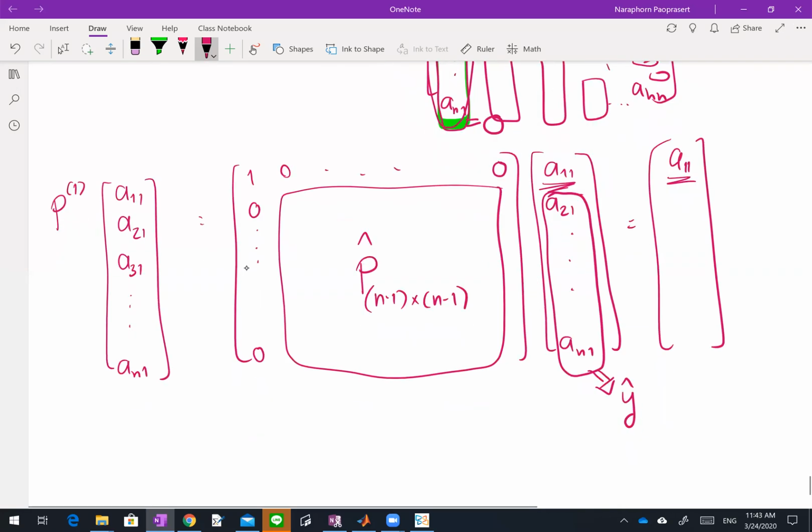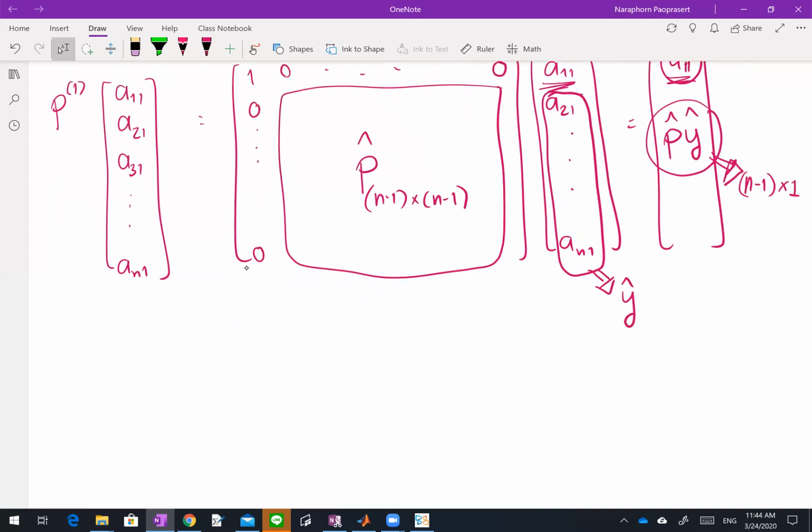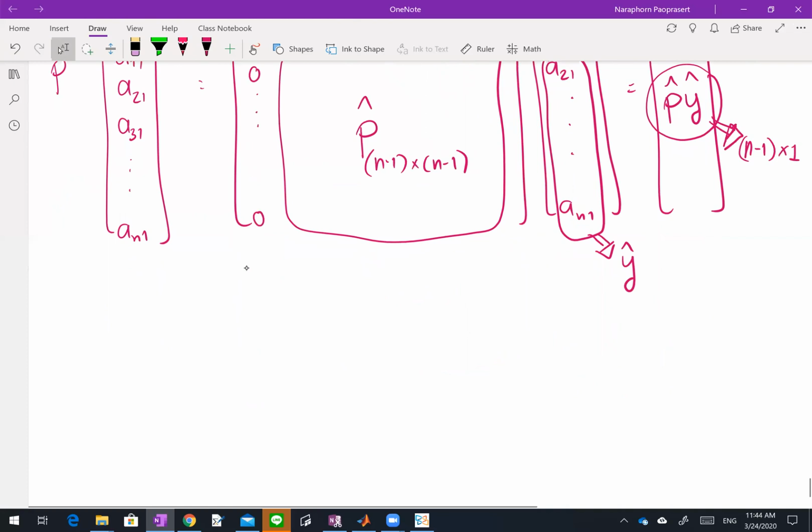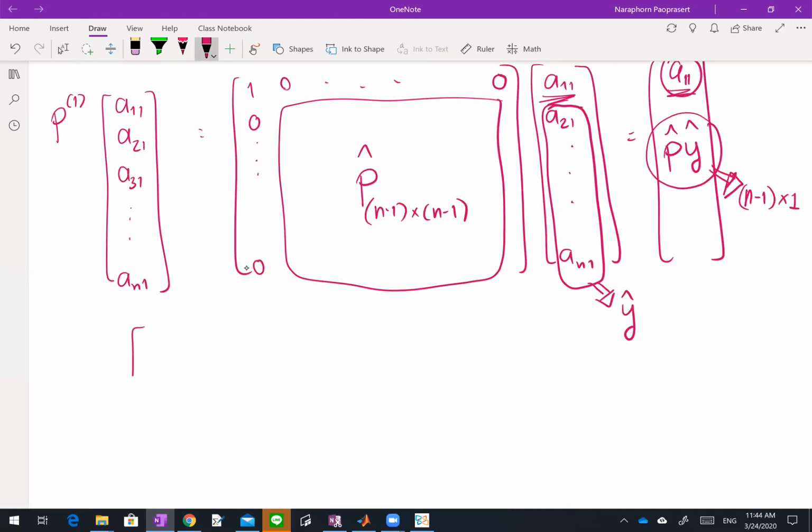After the multiplication, the first number in the resulting vector is going to be A11. And then later on, these are going to be P hat times y hat, right? The size of this vector is just going to be n minus 1 times 1, right? Let us expand this P hat y hat in just a minute. Eventually you're going to have A11 and then P hat y hat.